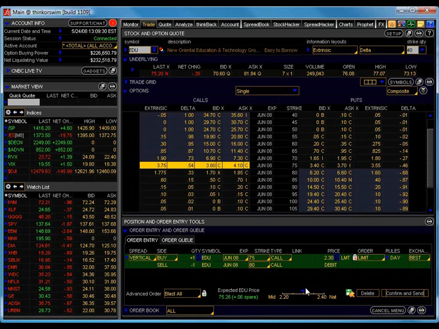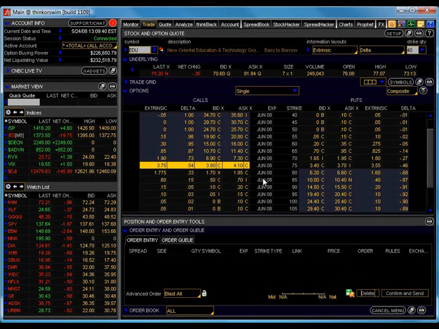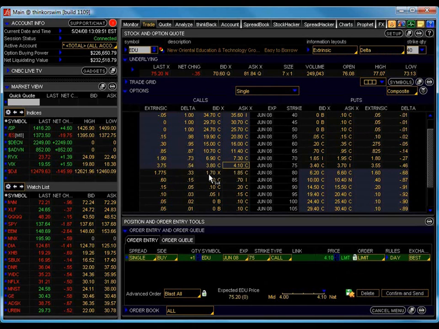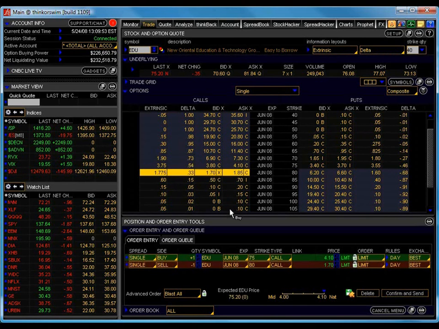Let me just show you one additional feature and benefit of entering spread orders instead of individual option orders. Let's take this out for a second. Now I'm going to go back to here, and let's say we wanted to enter the spread as individual options. So we're buying that one, we are selling that one.